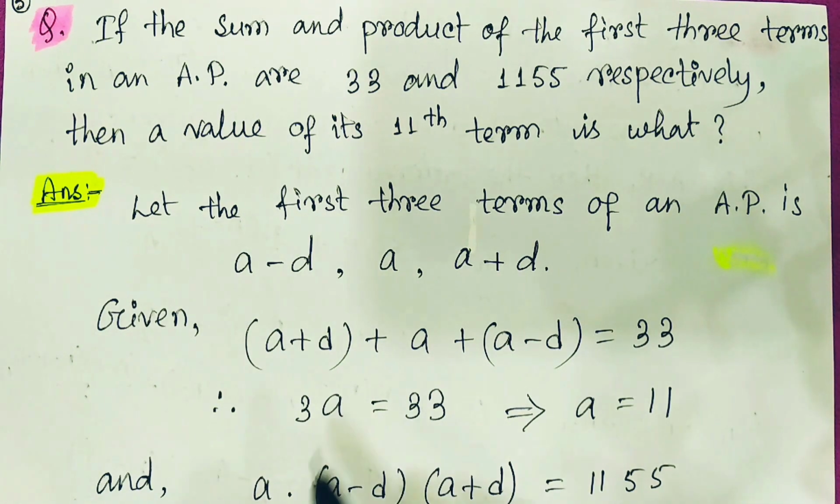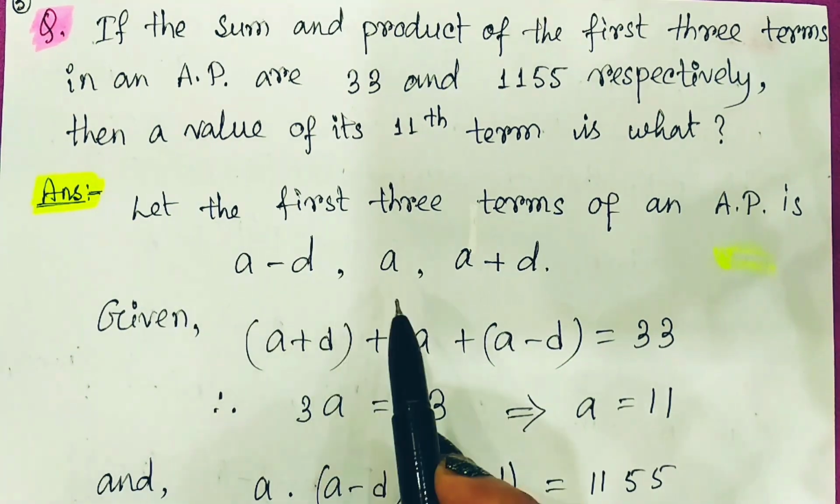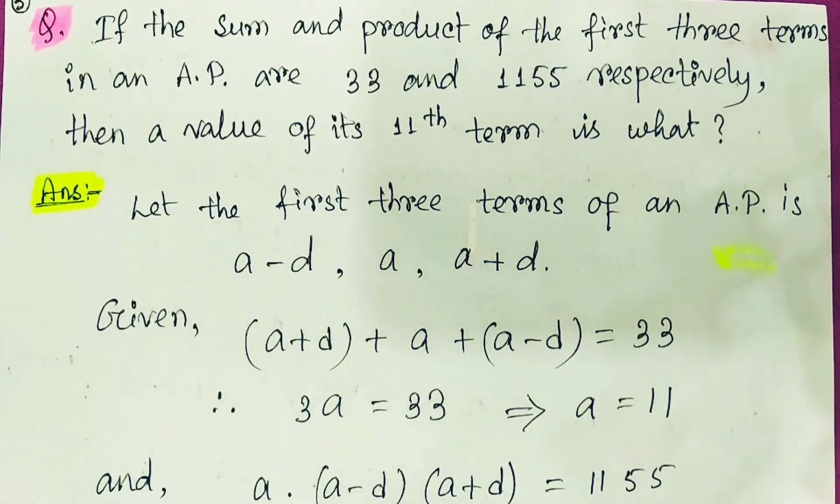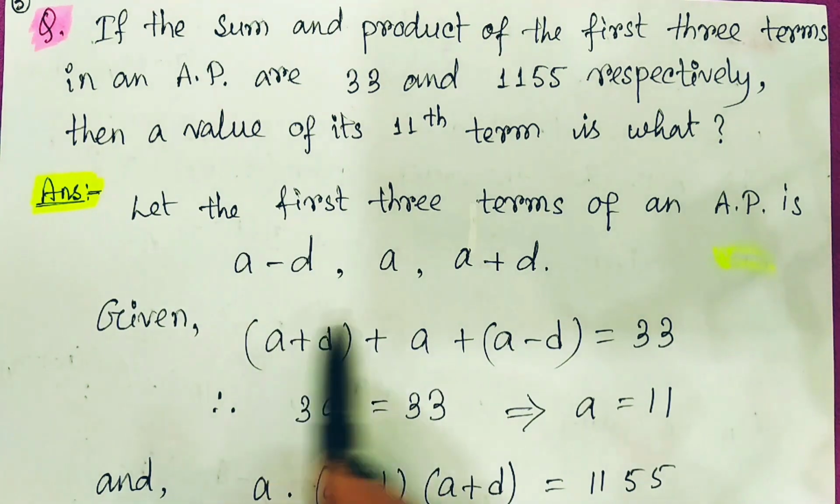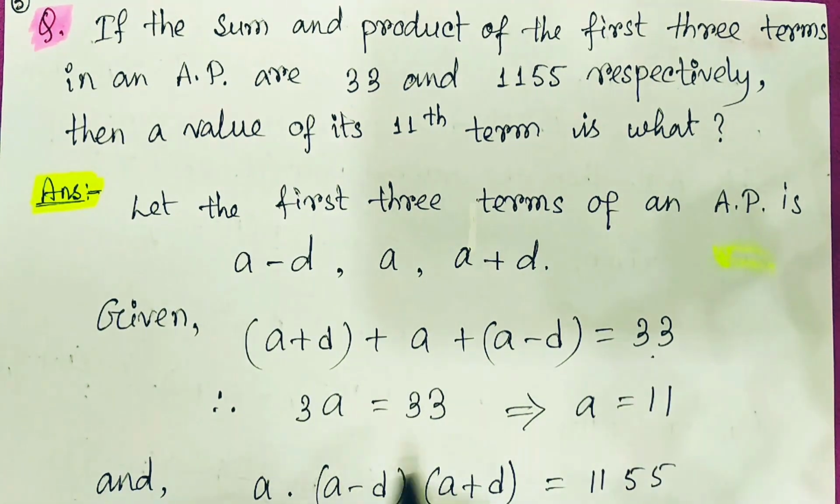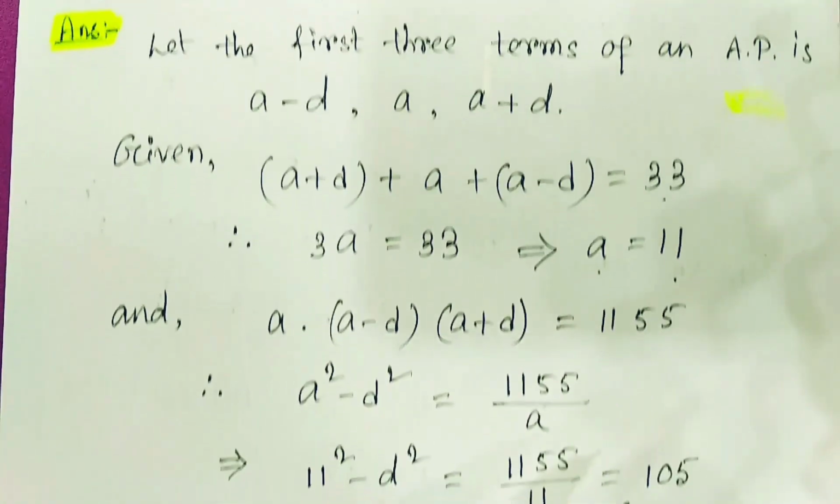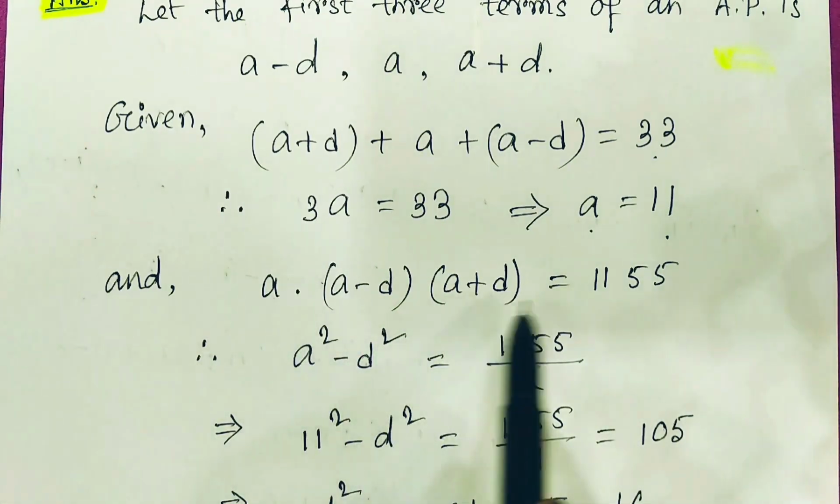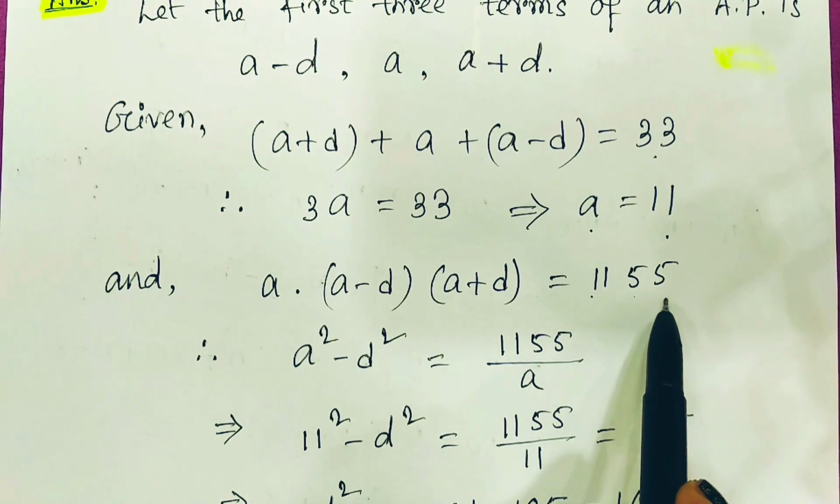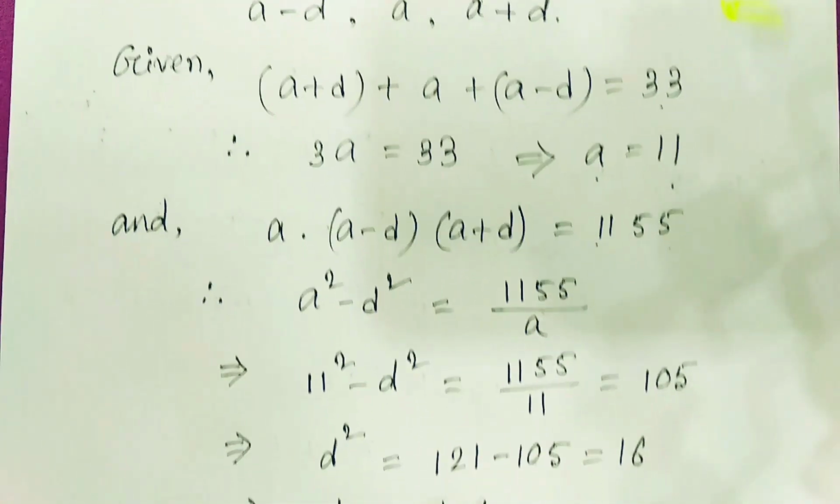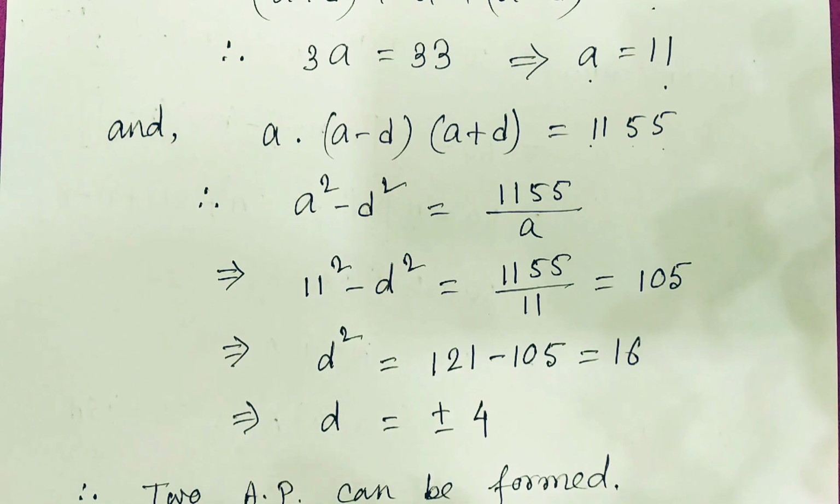So let us choose the terms in this way: a minus d, a, a plus d. It is given that the summation of these 3 is 33. So if we simplify, we directly find a equals 11. That is the reason we choose the terms in this way. Now it is again given that the product of these 3 is 1155. So if we simplify here, we will find the d value is plus or minus 4. So two values of d we will find.